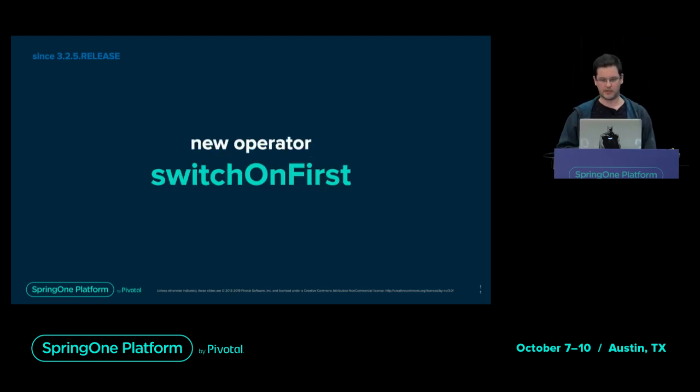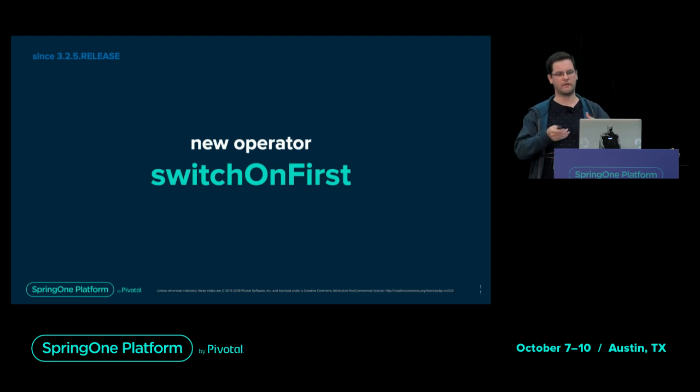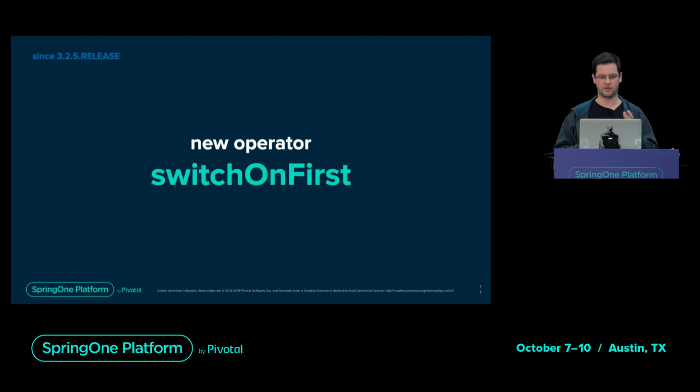We added a new operator as well, or rather two new operators of note. Switch on first. The idea of switch on first is you have a flux. This flux emits several messages, and the first of these messages is actually containing some sort of routing information. So you want to switch your processing depending on the content of that first message. That came very handy in the implementation of RSocket Java client, for instance, because in RSocket a typical use case for this operator is routing, right?